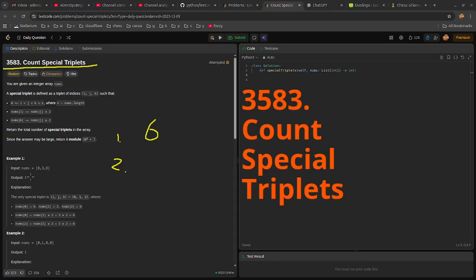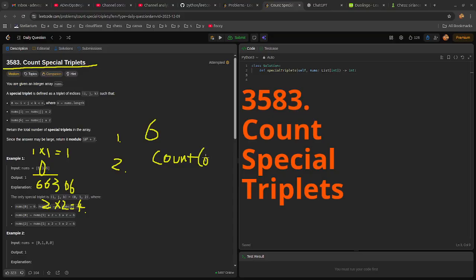A second step, if we check this array for the given number 3, there's one 6 before 3 and one 6 after 3. That's going to be 1 times 1 equals 1 combination. And similarly, if it is 6 6 3 6 6, then it's going to be 2 by 2, 4 combinations. So we can see we do want to count the total number of 6.